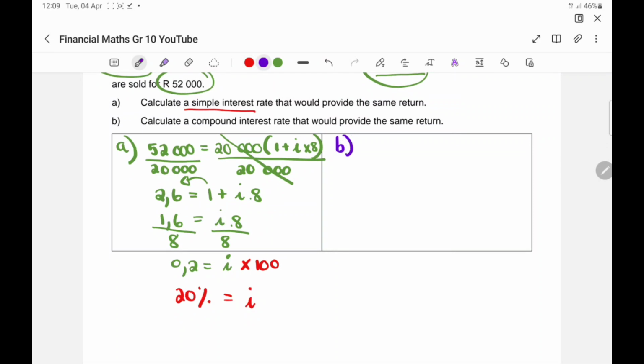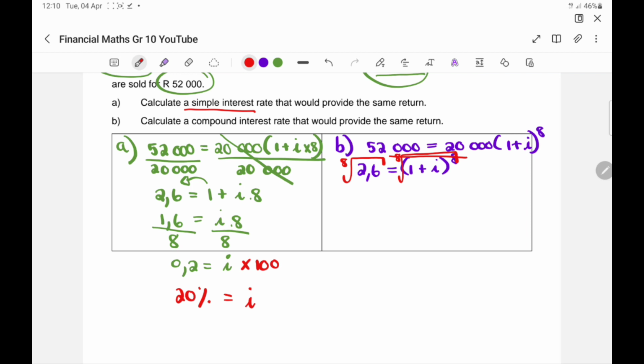Okay, if we look at number B, calculate the compound interest. Sorry, I'm going to insert the future amount is equal to 20,000, 1 plus I, all raised to the power 8. First step, divide by 20,000 on each side, and you get 2.6, and your bracket there is all raised to the power 8. Then, on your calculator, you're going to do the 8th root. Just like square and square root, the 8th root will cancel that to the power 8.